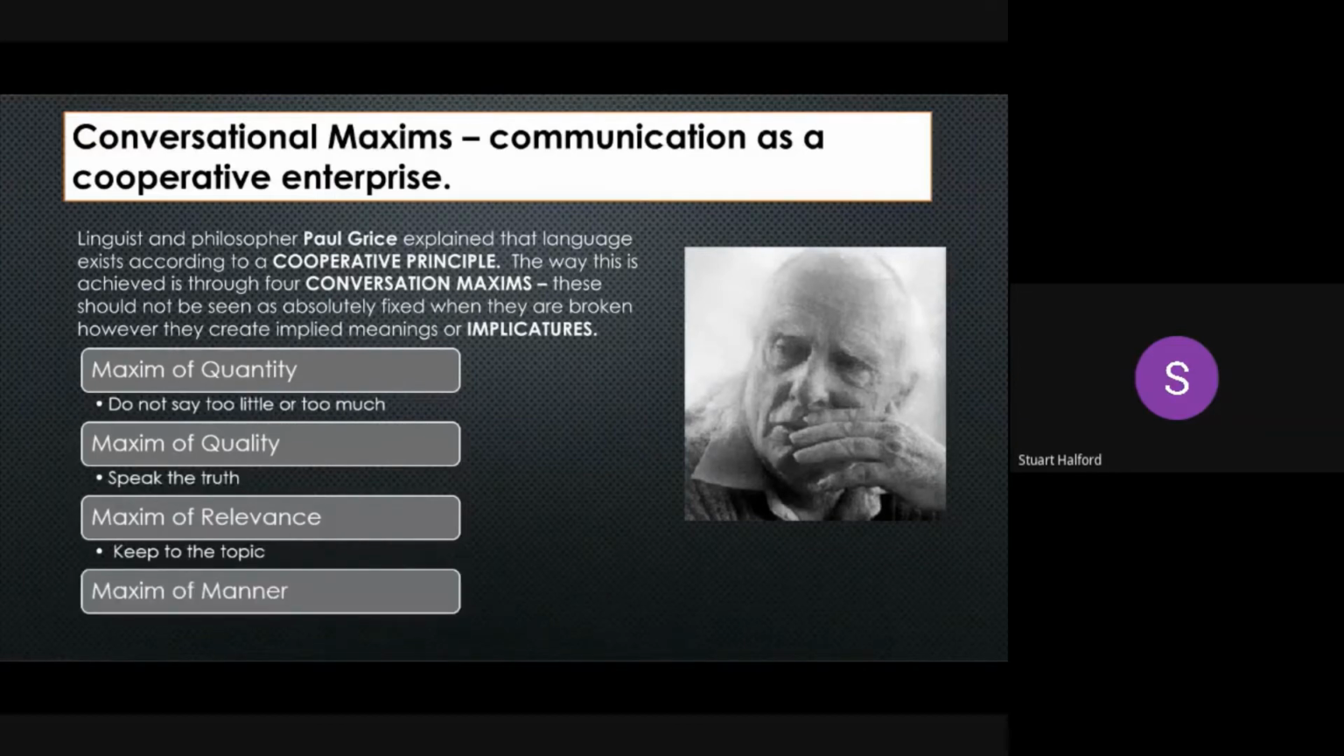And the final one then is the maxim of manner. So you should be clear in what you're saying and avoid ambiguous statements. So the listener or the person you're conversing with should understand what you mean by what you're saying. And we'll see an example of how that's played with in the next slide.